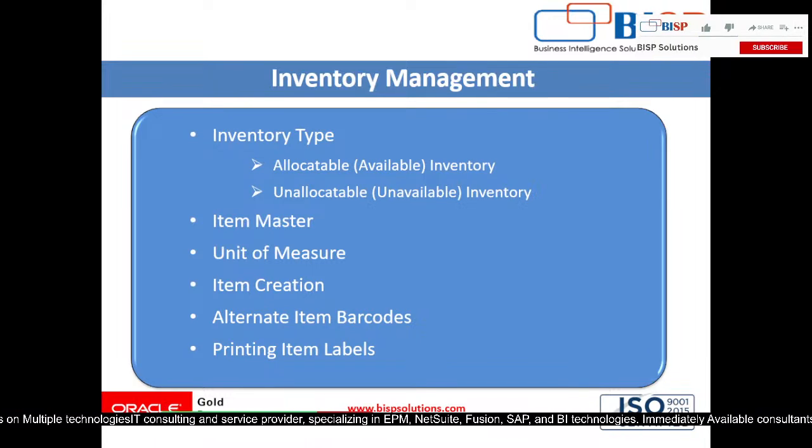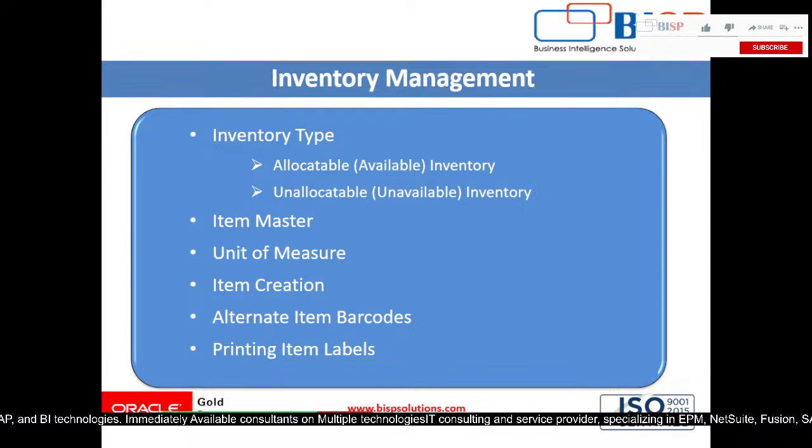When you talk about available, or you can say allocatable inventory, it is any inventory in a reserve or active location that has not been allocated against an outbound order, right? That is not allocated against the outbound order.